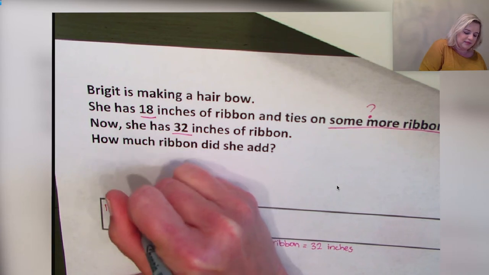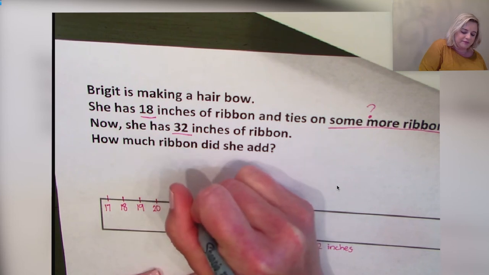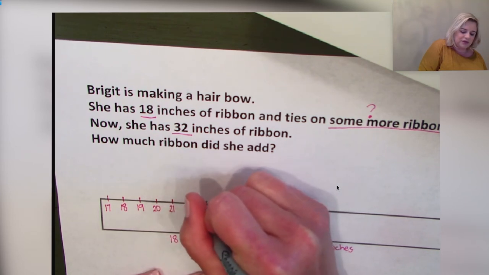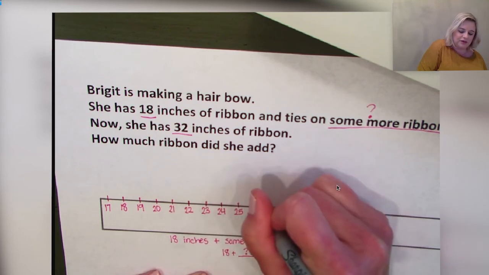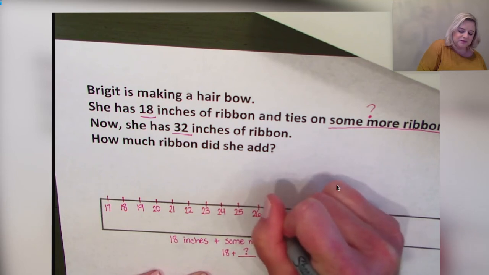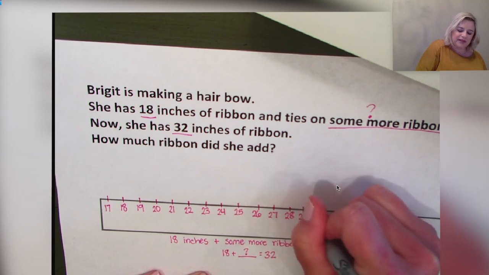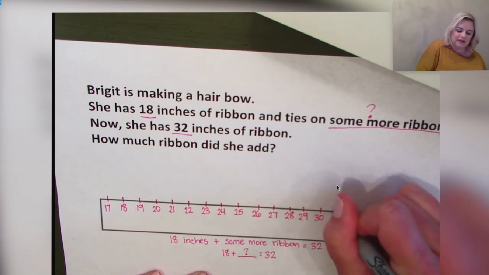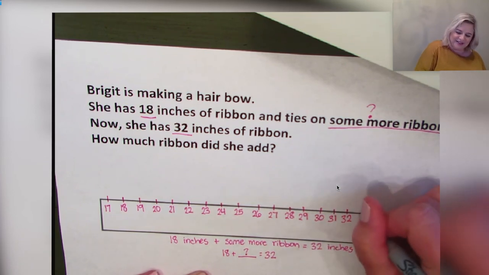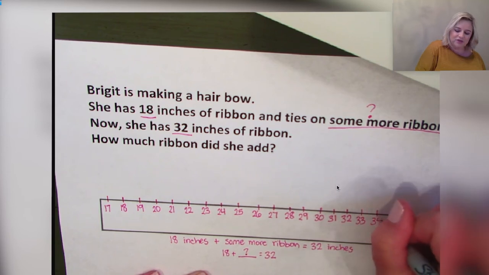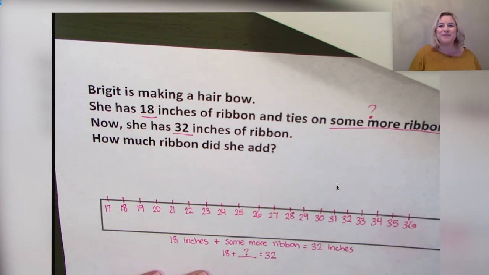18, 19, 20, 21, 22, 23, 24, 25, 26, 27, 28, 29, 30, 31, 32, keep going, 33, 34, 35, 36. I think we can stop there.